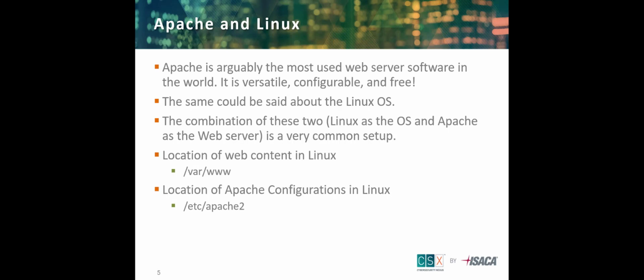Apache is arguably the most used web server software in the world, right? It's versatile, configurable, and free. Same could be said about Linux, right? And a lot of people don't like to think about it, but let's remember that you have kind of a Linux fork if you want to, even in your iPhone and Android, right? And all of the IoT, most of IoT is Linux. Microsoft really only comes into play for the most part, all right, there's always exceptions, when you're talking about end user terminals and controls. The combination of these two, Linux as the OS and Apache as the web server, is a very common setup. And as a result, since it's a very common setup, it can be one of the main targets for any types of attacks.